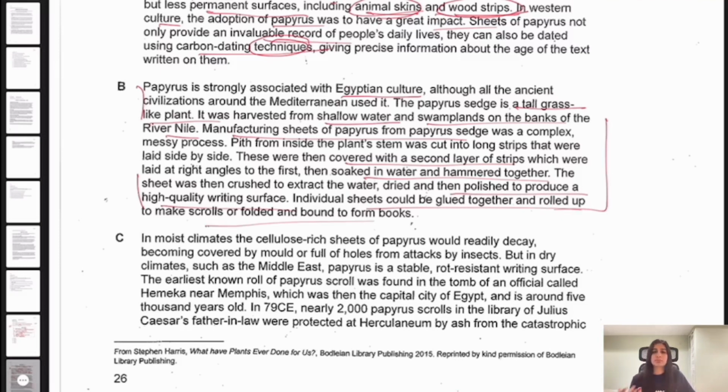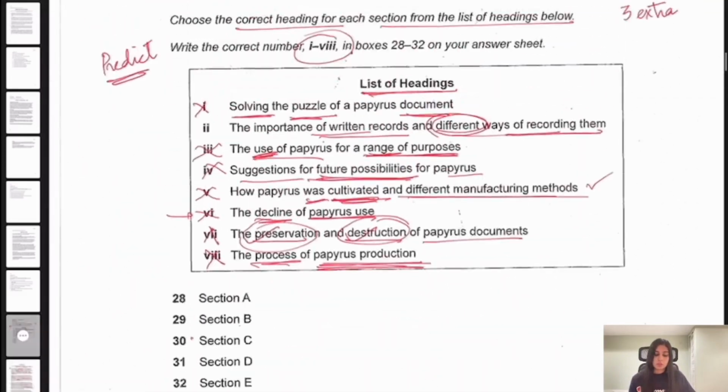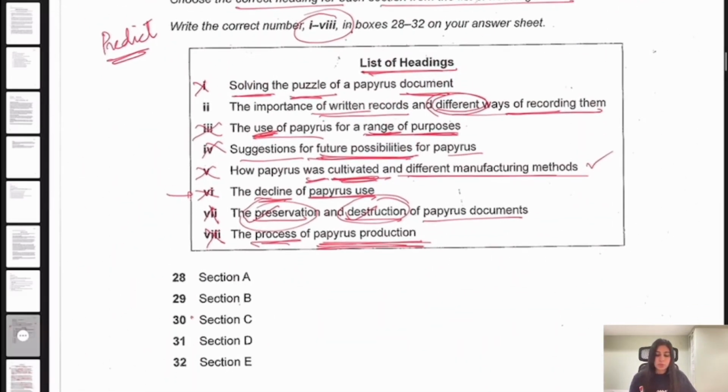Okay, that's it. Barely took me, I guess, 1 or 2 minutes, not more than that. And also I did not read everything. I was just understanding that they're talking about some process. Ye hota hai, fir ye hota hai, fir ye hota hai. So they're telling you about different steps. So we go back. There's no mention of solving anything, no mention of return records or anything of that sort, no mention of use, no mention of future suggestions, how it is cultivated and different manufacturing methods. Is this the answer?